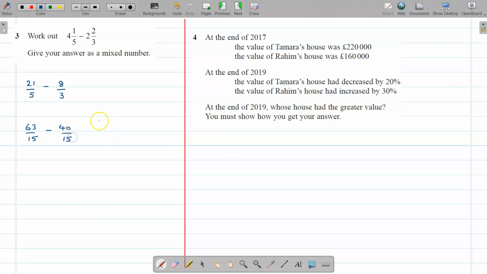of that one by 5, and that gives me 23/15, but it does say give your answer as a mixed number, so I must write that as 1 whole, 1 and 8/15. Okay, and that's my answer there. Okay, next question.